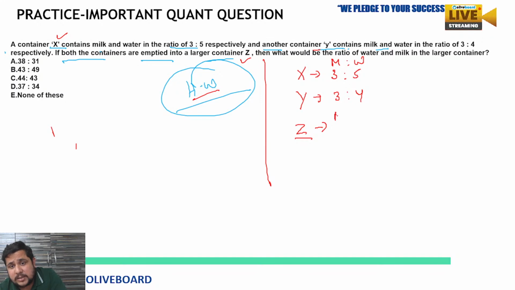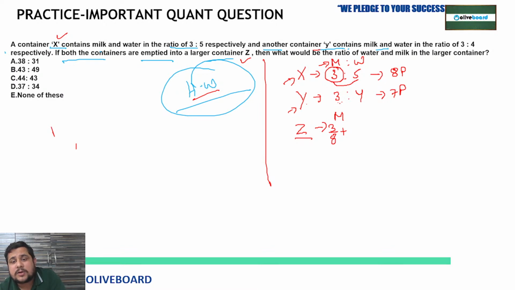So what would the milk quantity be? The total quantity here: 3 to 5 means total 8 parts. And in container Y, 3 and 4 means total 7 parts. So if we talk about the milk quantity, from container X we will take 3 by 8 of the total. Plus, from container Y the quantity of milk would be 3 by 7, with respect to the total quantity.